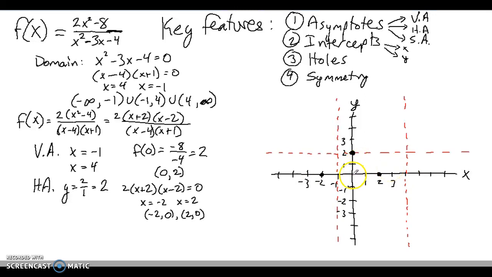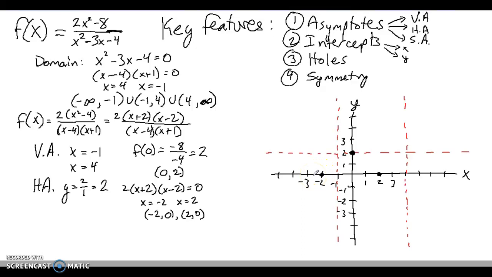If it's odd, it's symmetric through the origin, which basically means I should be able to rotate it 180 degrees around the origin and get the same picture. Clearly with these asymptotes, and especially with where that horizontal asymptote is, this is not odd. So we don't have to worry about symmetry, and usually we don't. It's rare that symmetry comes into play. So now it's a matter of graphing this.